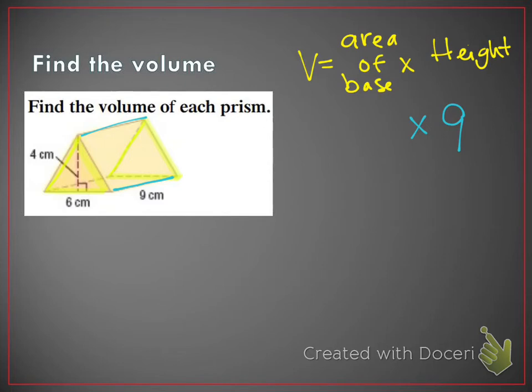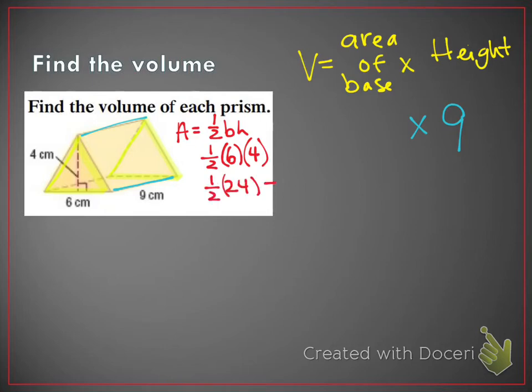All right, so now we find the area of a triangle. What is the area formula for a triangle? 1/2 BH. Okay, what is the base in this triangle? 6, and then the height? 4. You can multiply 6 times 4 is 24.